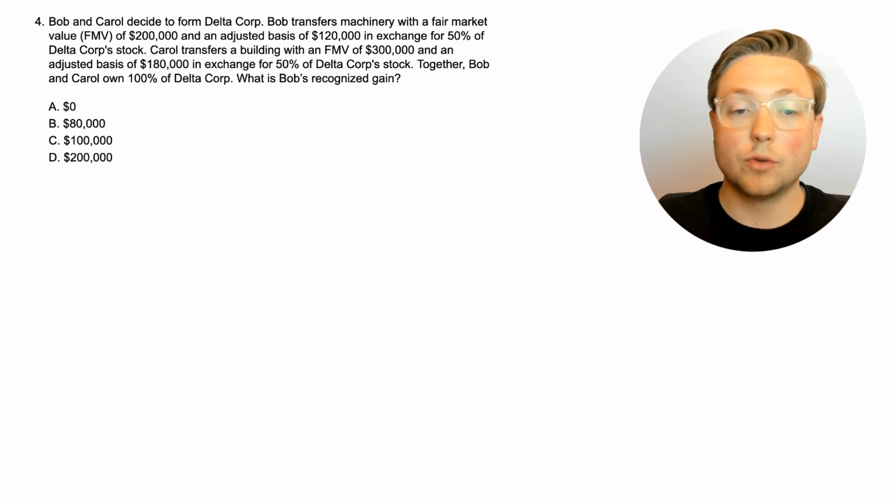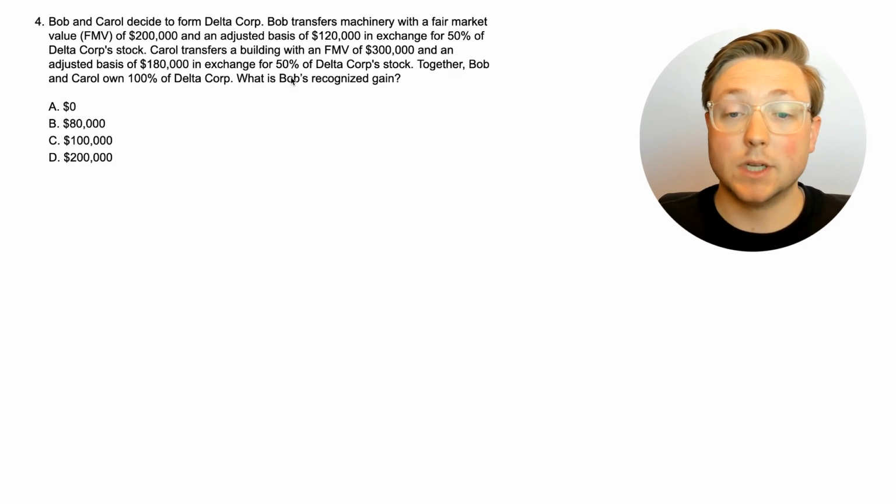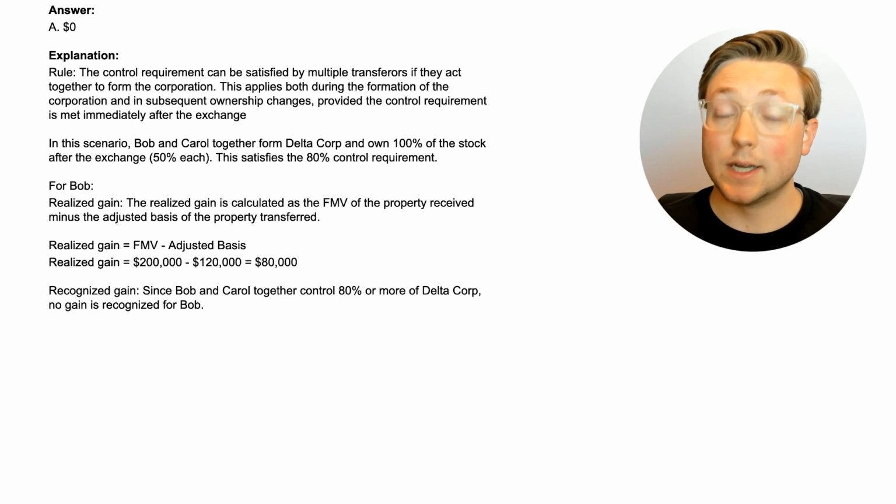All right, we've learned all the rules behind this pretty much up until now. However, the question comes in, since Bob only has 50% ownership, does he qualify to not have his gain recognized in this year? How does it work when two people form together at the same time? Let's go ahead and look at the answer to figure this out. Okay, the answer is, again, $0. Bob does not recognize a gain.